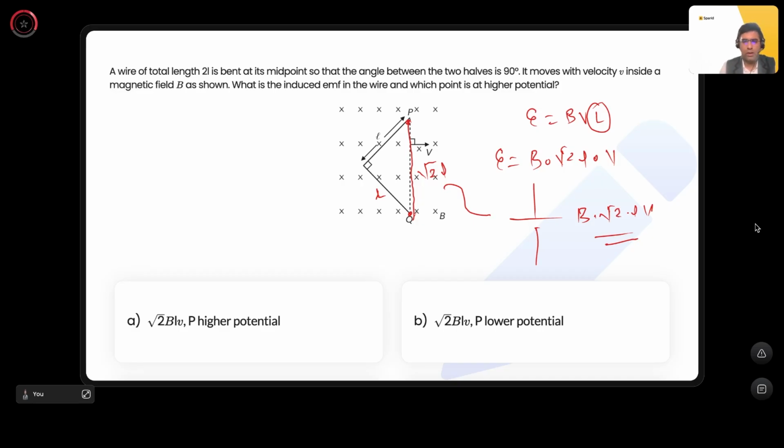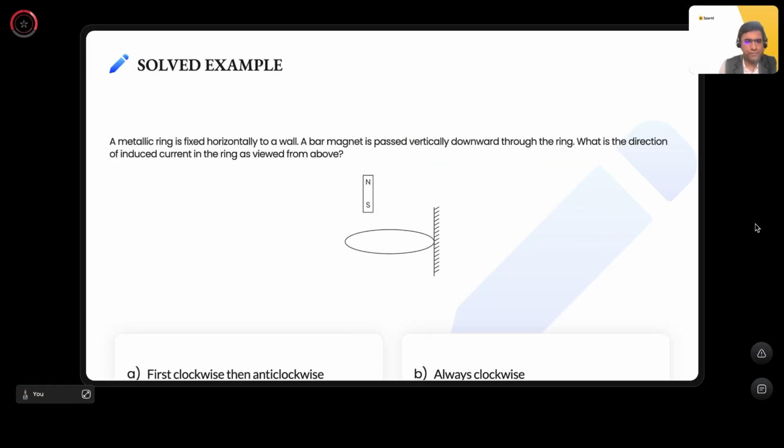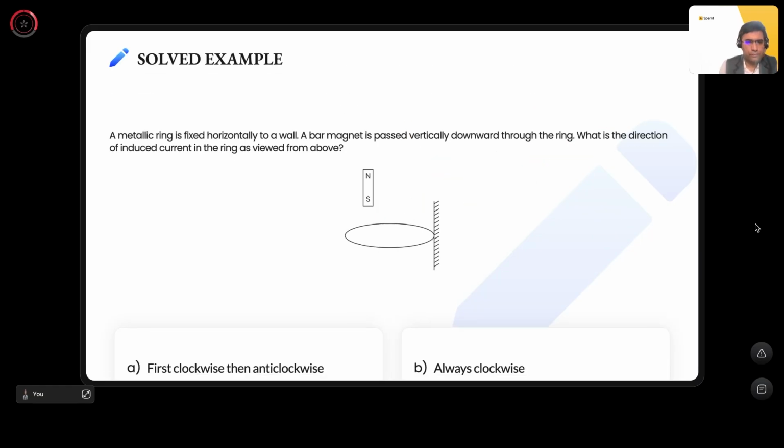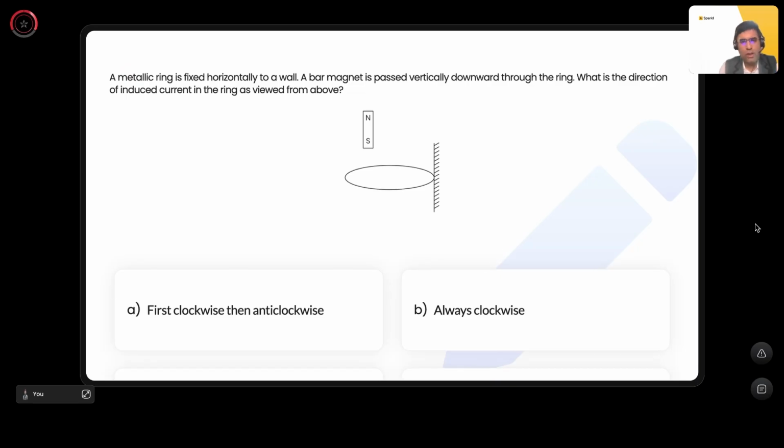Next question. A metallic ring is fixed horizontally to a wall. A bar magnet is passed vertically downward through the ring. What is the direction of induced current in the ring as viewed from above? So, if the south pole is approaching, it will behave like a south pole initially. So, if it is behaving like a south pole, the current is clockwise.